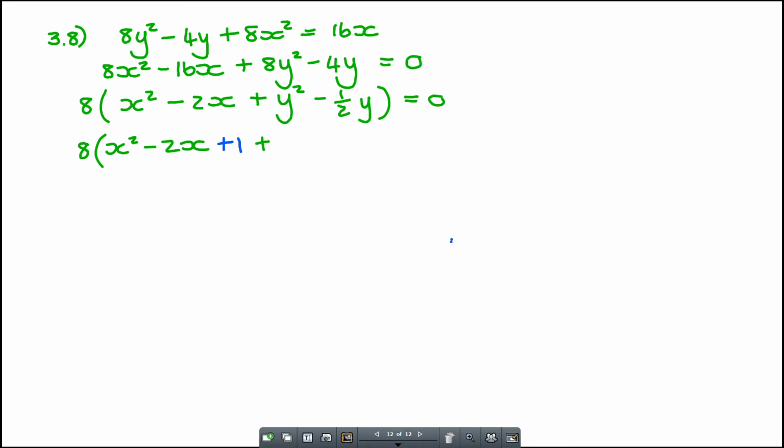Okay, plus y squared minus a half y. En nou kyk gou hierso, minus a half. As ek dit gedeel deur 2, dan kry ons hoeveel? Remember, divided by 2 is the same as times a half, so it will give me minus a quarter. Square that will give me positive 1/16.